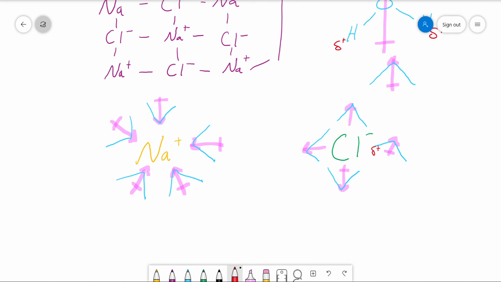Now, of course, this is not two-dimensional. I drew it two-dimensionally, but this is three-dimensional. So what happens is the water completely surrounds the ions. That forms kind of like a cage around those ions, and they can't get back together. The sodium and the chloride can't find each other because they're surrounded by water molecules. And that's what makes an ionic compound dissolve.